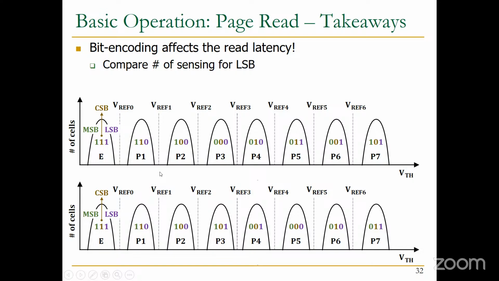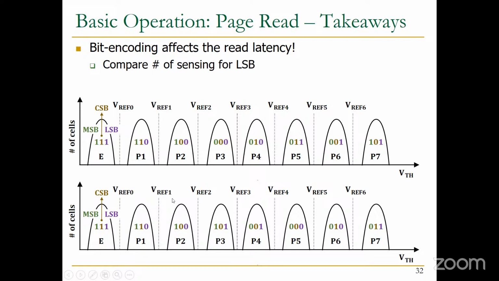So I think we will always need to apply the reference at the border where both neighboring states have different values for the LSB. So yes, I think we would have two V references. That would be VREF 0 and VREF 4. Exactly. Yeah, that's precise. Could you repeat that, please?